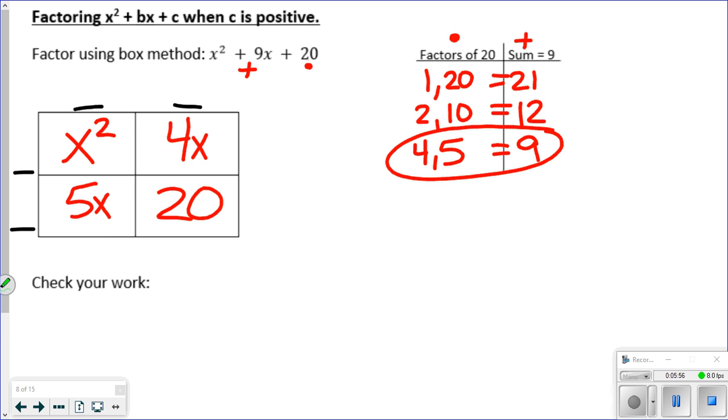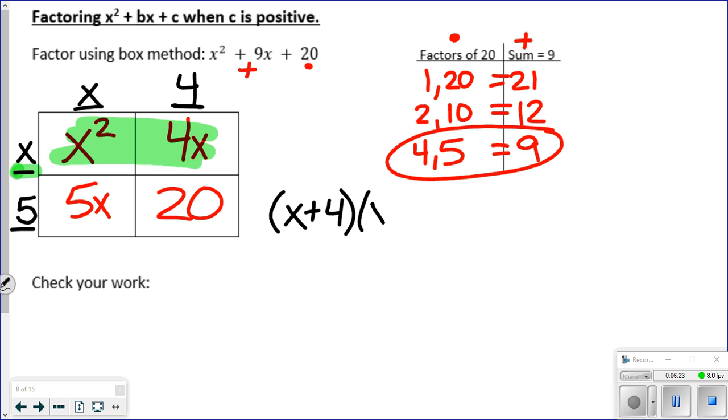So I'm going to start by looking here. What's the GCF? They share an x. X times what is x squared? X times what is 5x? X times what is 4x? And that would be 4. And then 5 times 4 is 20. So x plus 4 is the first set of parentheses. X plus 5 is the second set of parentheses.